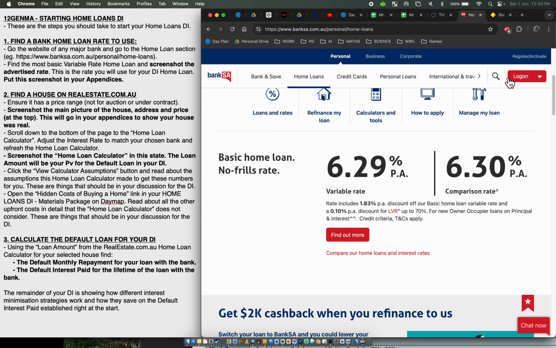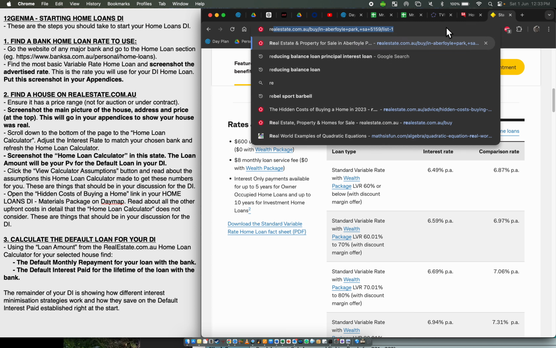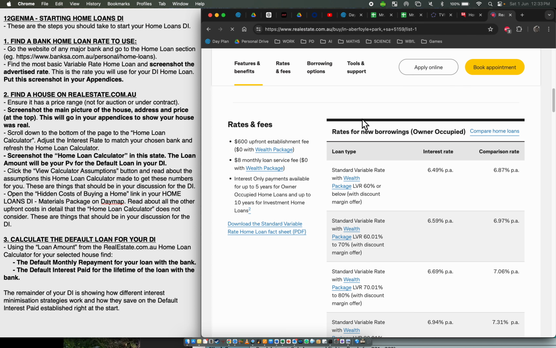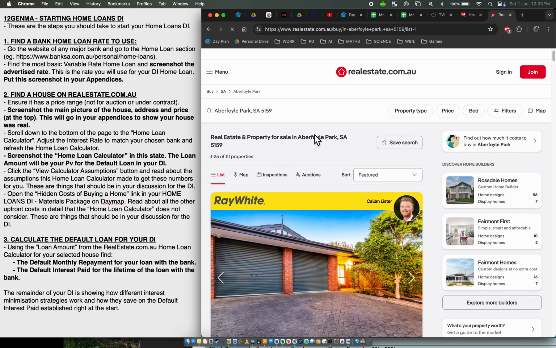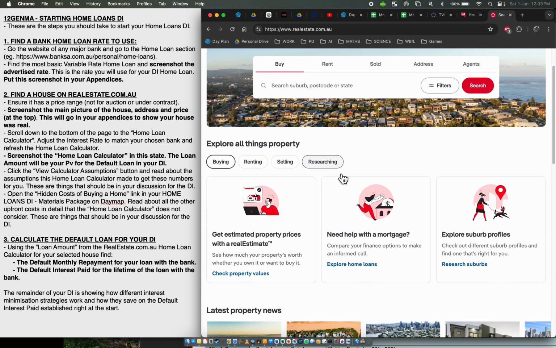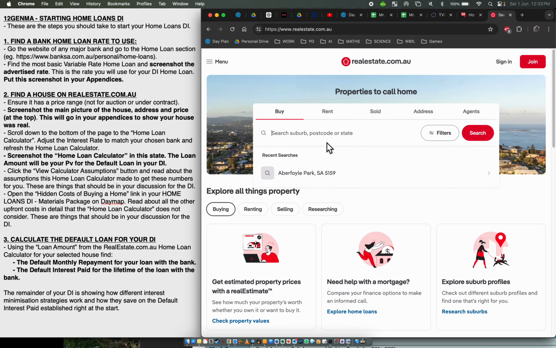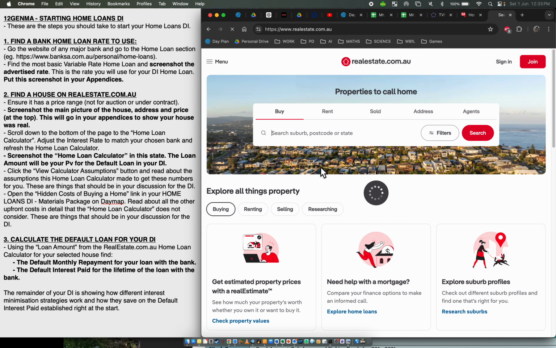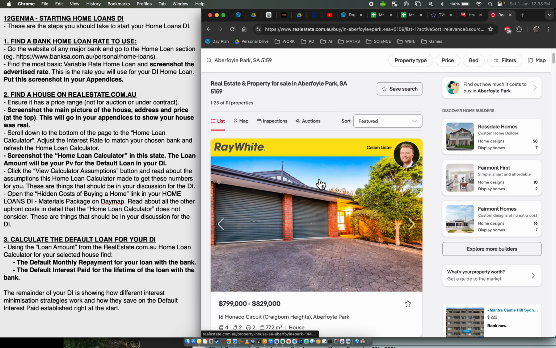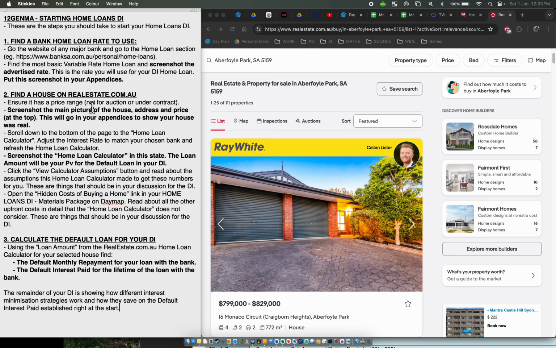Next, find a house on realestate.com.au. It's already gone to Aberfoyle. I'll show what it looks like when you go to the main website. So there, we live in Aberfoyle, so you might as well pretend that I'm buying in there. So the first thing that comes up is this house here. Ensure it has a price range.